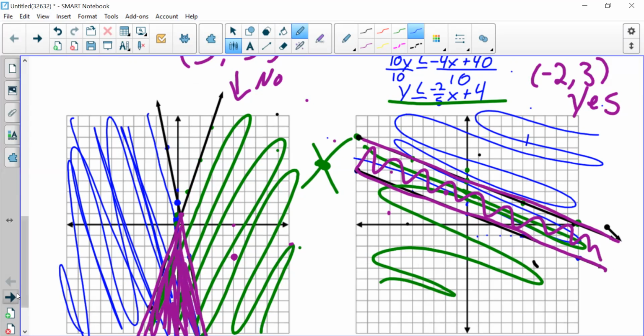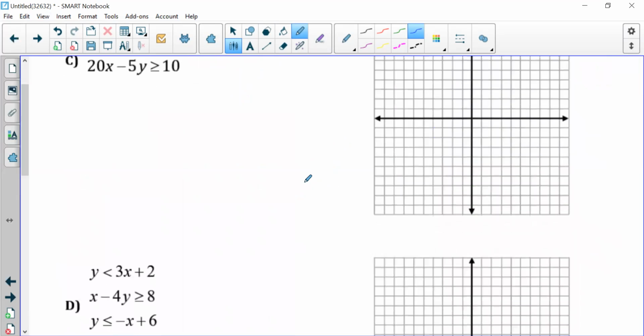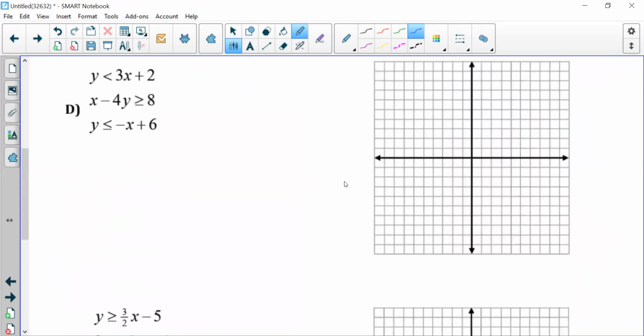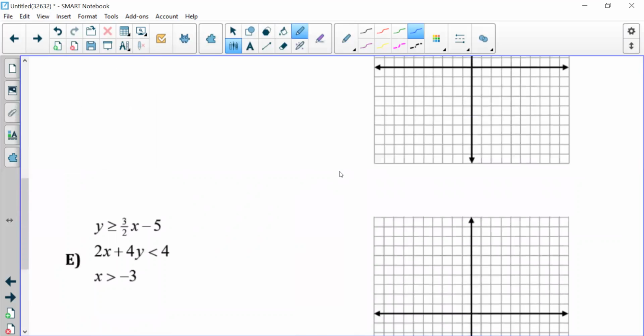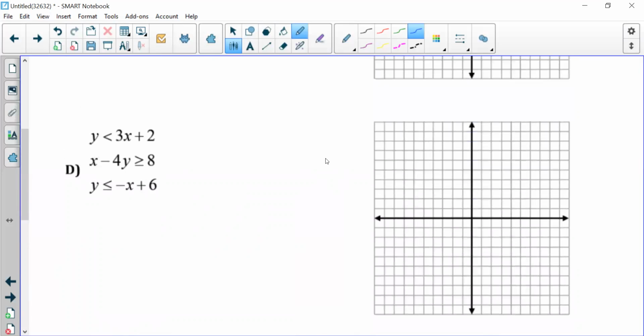All right, let's look at our back page. One smart notebook decides to flip over. All right, and really what I wanted you to see right here is D and E. You notice how D and E have 3 equations each. All right, don't panic. This is not any different than what we've been doing, right? I just got 3 instead of 2. So we're going to take it one piece at a time.